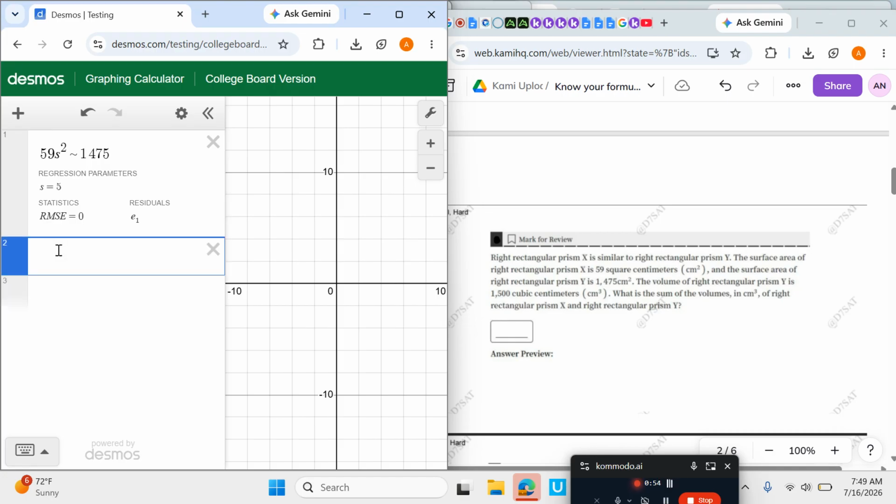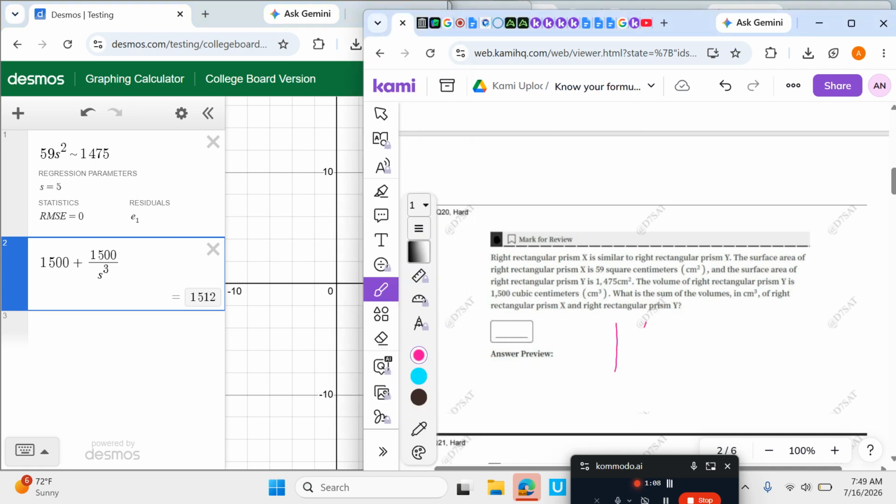Now I want to find the sum of the volumes. So I have y, which is 1500, right? And it's a greater one, so I'm going to divide it by the volume factor to find the other one. There we go, 1512, okay? So see how it's all about efficiency.